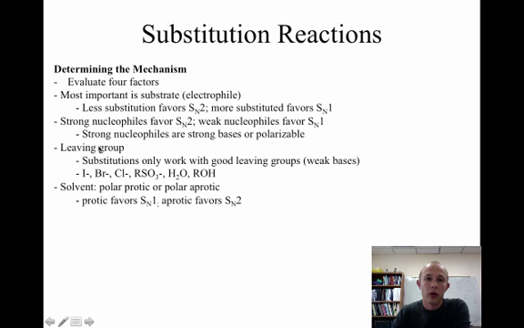Leaving group is going to be important just to tell us whether or not the reaction is going to go at all. Substitutions only happen with good leaving groups, which are always weak bases. These can be iodide, bromide, chloride, sulfonates, water, or an alcohol. And then look at the solvent. Aprotic favors SN2 reactions, protic favors SN1.